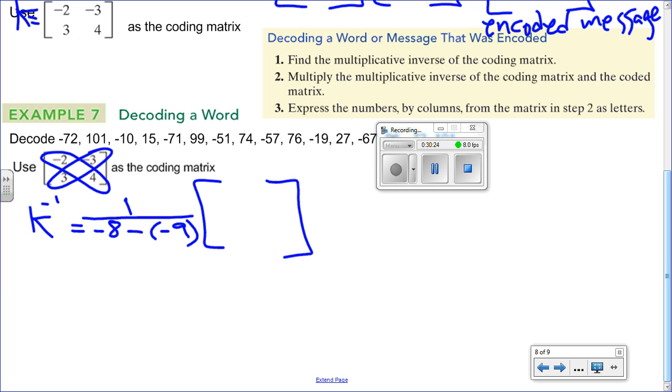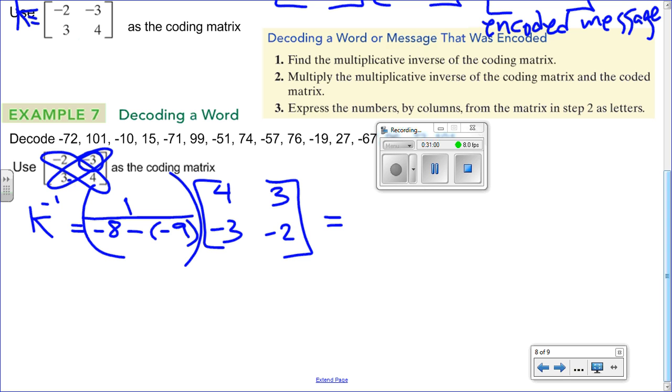And then we switch places. The -2 and the 4 switch places. And then the -3 turns into positive, and the +3 turns into negative, because we have to multiply by this constant, the reciprocal of the determinant. And remember I told you, if the determinant was 0, then there will be no inverse. The matrix is not invertible, therefore it is singular, and you can't use it as a key.